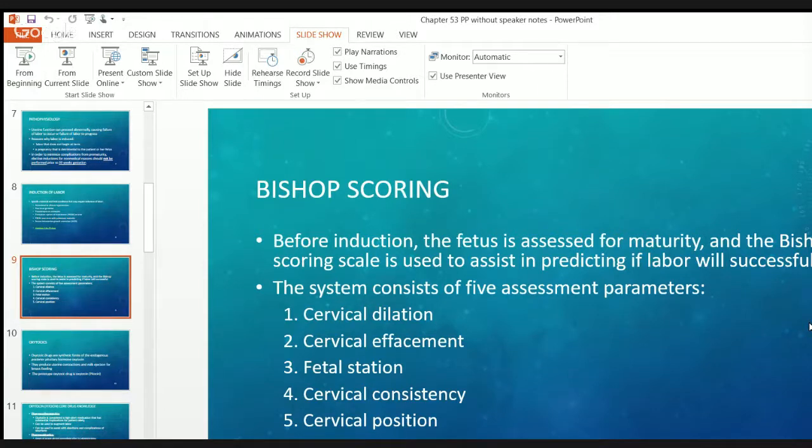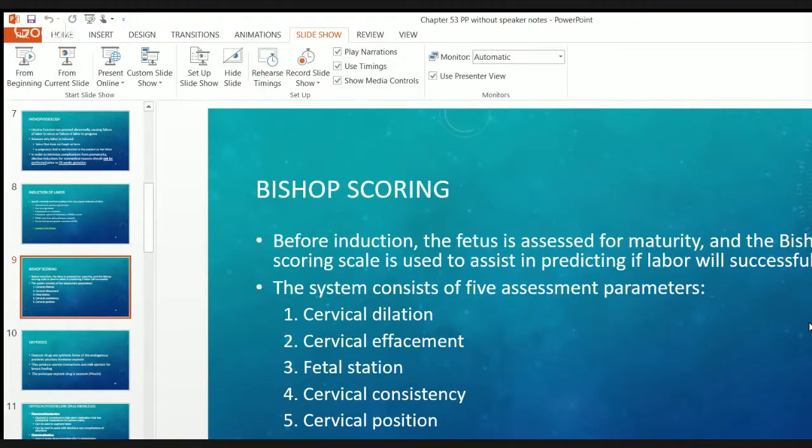And when we look at the Bishop scoring, we see before induction, the fetus is assessed for maturity, again, to make sure that the lungs will be mature, and that hopefully will indicate that the baby will have less complications as it tries to adapt to extrauterine life. And then for seeing if mom will actually be successful if she is induced, the Bishop scoring scale here is used to assist in predicting if mom will be able to actually have labor and go through the process. Because if it appears that she does not have a favorable Bishop score, then in that case, she will end up with a cesarean section.